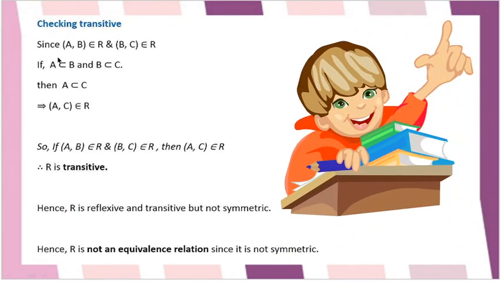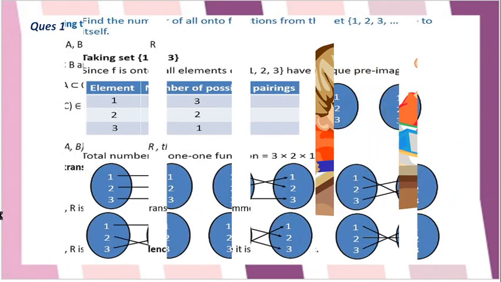Now let's check transitive. If (A, B) belongs to R and (B, C) belongs to R, it means A is a subset of B and B is a subset of C. So we have proved that A is a subset of C. We have proved this in class 11th in chapter number 1, Sets. So if A is a subset of B and B is a subset of C, it means surely A is a subset of C. So (A, C) also belongs to R. So this relation is transitive. Hence R is reflexive and transitive but not symmetric. So this is not an equivalence relation since it is not symmetric.